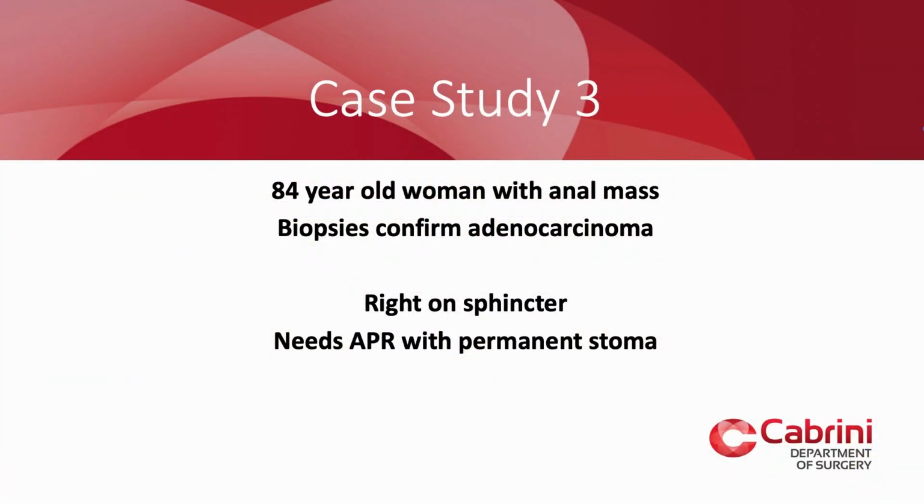A thorough examination under anaesthesia was performed, and this is right on the sphincter mechanism. So in this particular circumstance, there really is no option for this lady to have reconstruction, and in a surgical sense, she'd be offered an abdominoperineal resection, almost certainly by means of a laparoscopic approach. Gary, how would you see the role of chemoradiation in this patient?